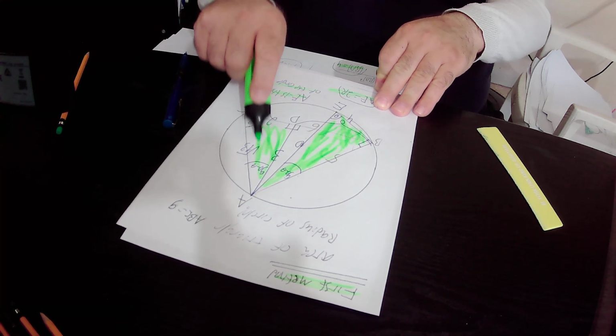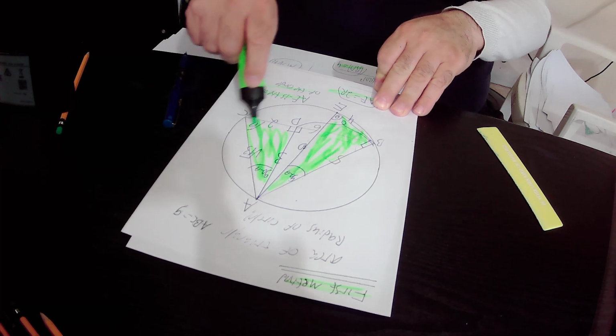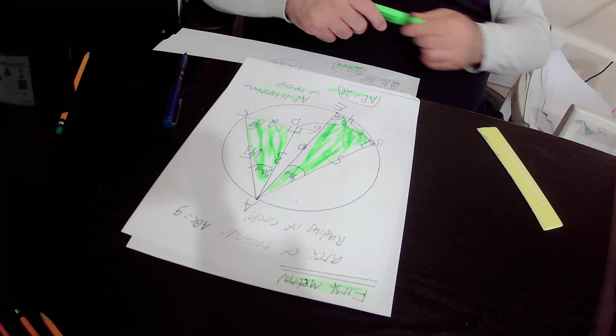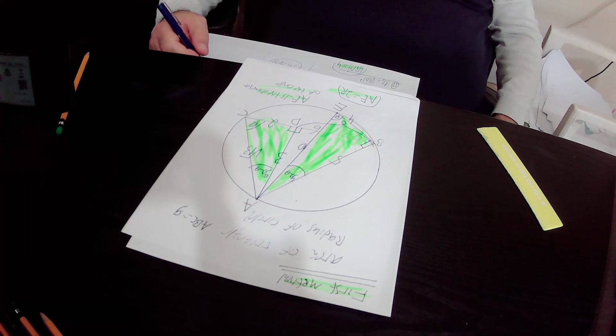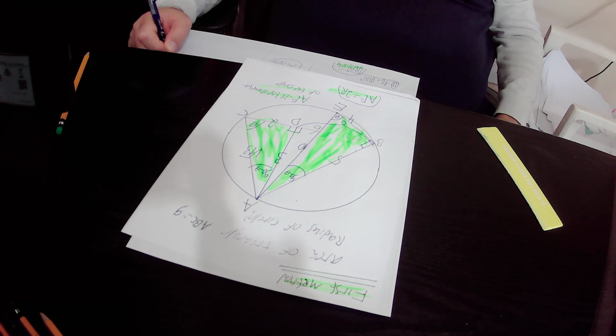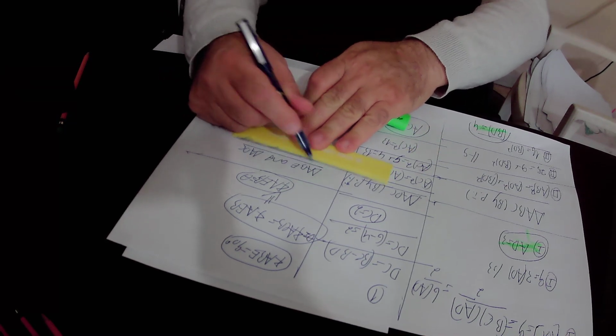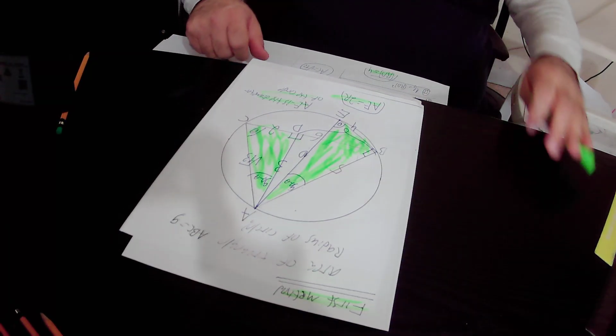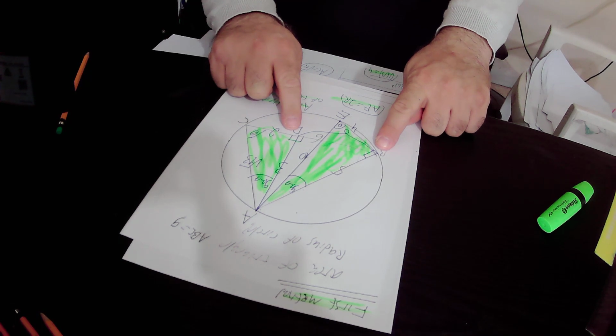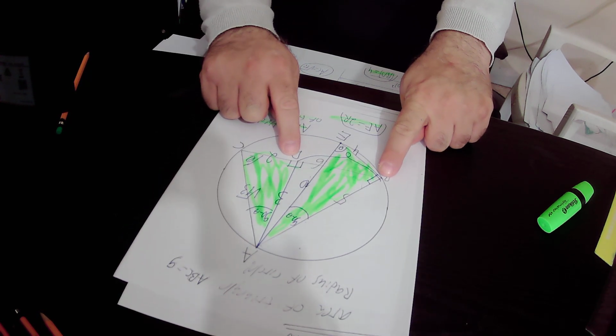Okay? So I'll write it down. We'll prove that the right green triangle ABE is similar to triangle ADC. So why are those two right green triangles similar to each other? First of all, those two angles are both equal to 90 degrees, therefore they are equal to each other.